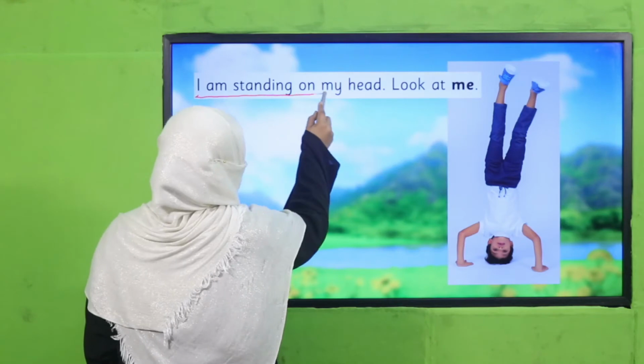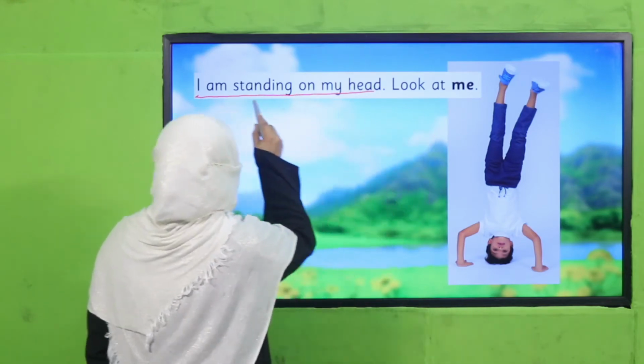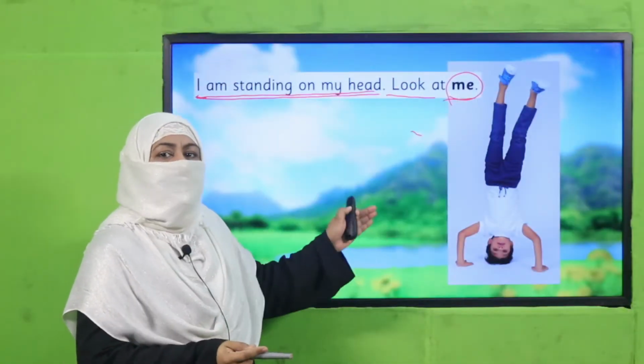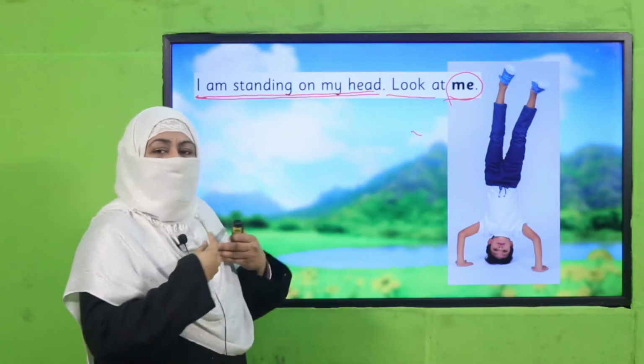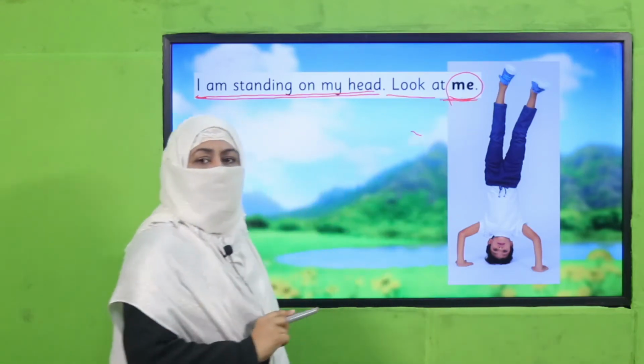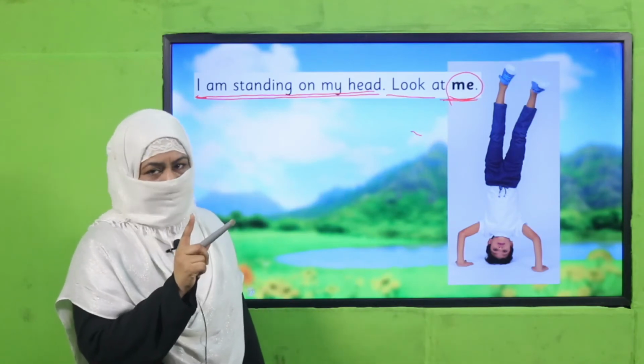I am standing on my head. Now this boy is saying, I am standing on my head. Look at me. This me is referring to the object pronoun because he wants us to look at him. So we are doing the action, and the one who is receiving the verb is the object case, right?